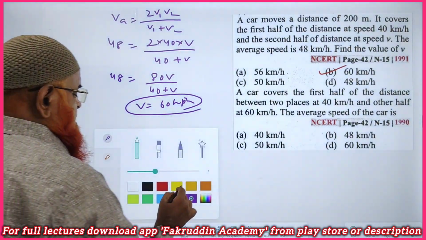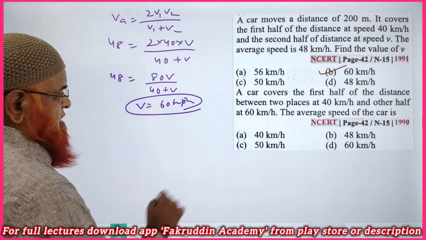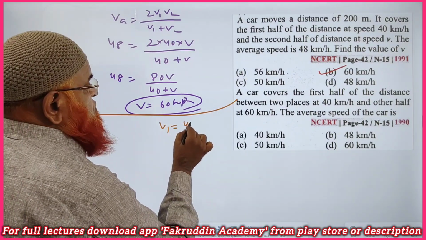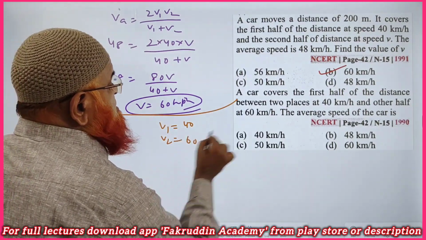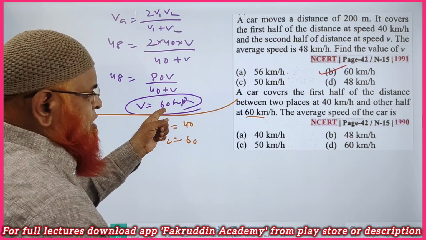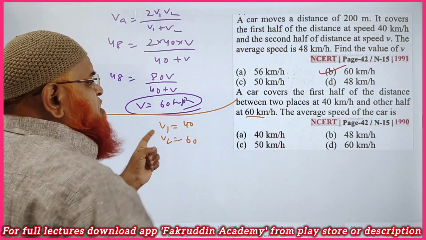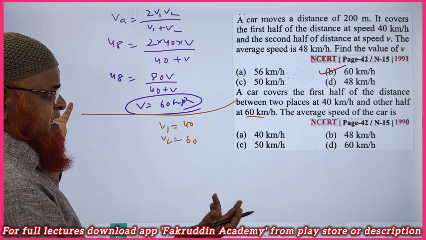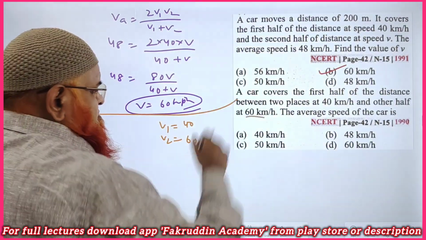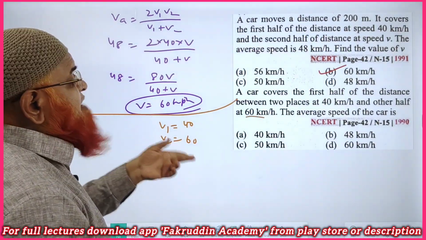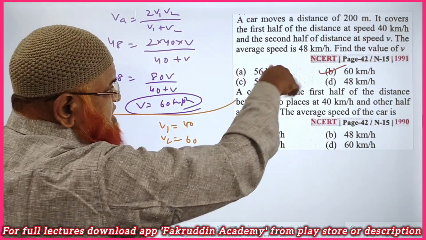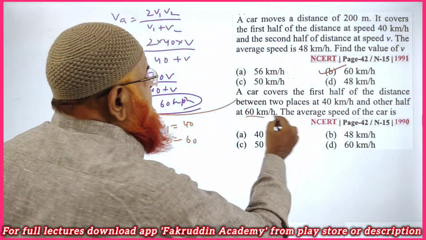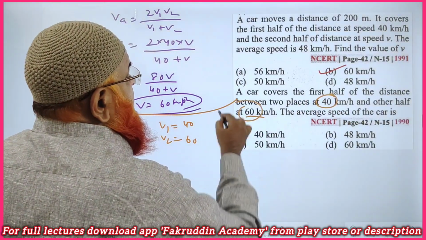Okay, so next problem, we shall do this problem which is similar to the previous problem, just the same, everything is same. So let me discuss that problem also here. In the second problem, it is given that v1 is equal to 40, and v2 is equal to 60. That's what we got now. 60 we already got. Same problem, average speed he is asking, that means 48. Here v1, v2 is given, and he is asking us to find the average speed.